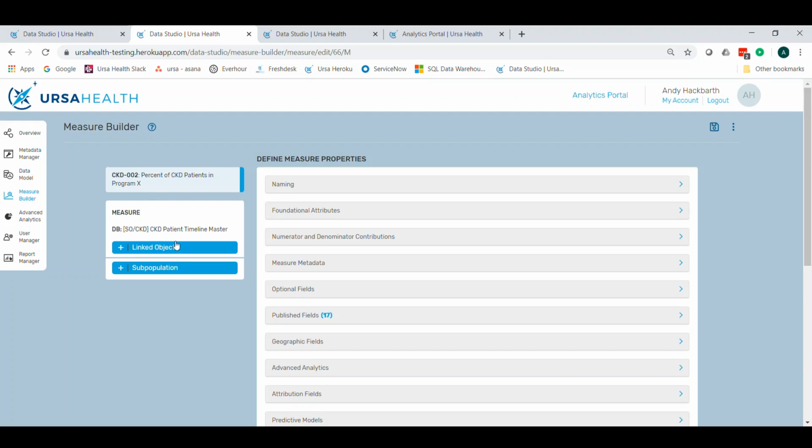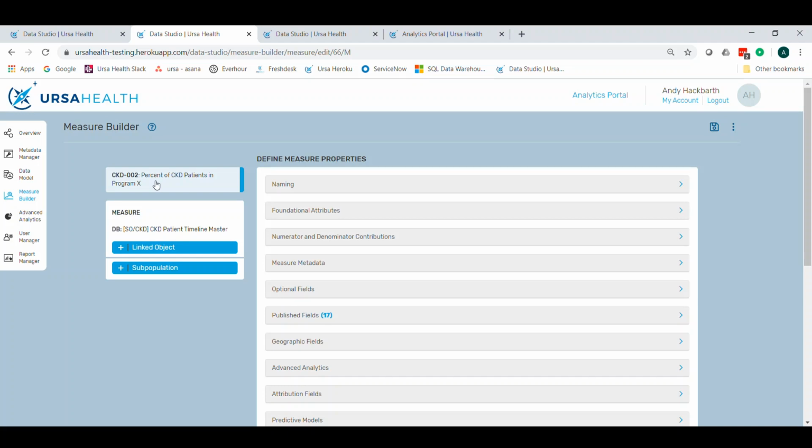A normal form timeline snapshot measure. Now we're going to look at a population measure, which is again similar to the population we saw before, essentially a count of things.